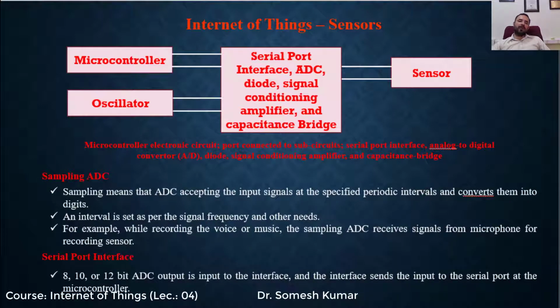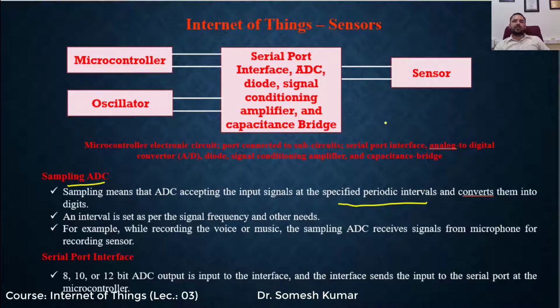Next one is your sampling ADC. Actually, the sampling ADC is an intermediate part of your ADC, analog to digital converter. Here, the analog output of the sensor is sampled at some specified periodic intervals, which converts them to digits. These intervals are decided as per the frequency. So sampling is a technique which converts our sensor output at specific periodic intervals as per the frequency of our signals. Fine.